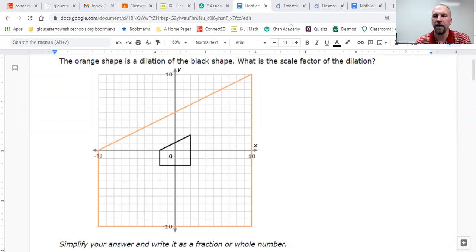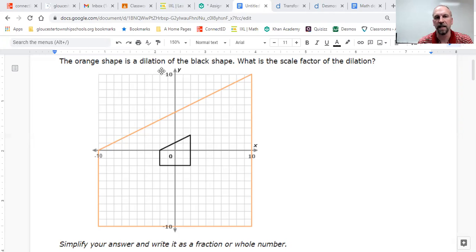All right. Hey, everybody. Let's take a look at these dilations and how to figure out what the scale factor is when given the pre-image and the image in your picture. So on all of these, the pre-image will always be in the black color shape. And the image shape will always be some other color, green or orange or blue or whatever it is. So we're always going from the black shape as a pre-image to a different color shape as the image.